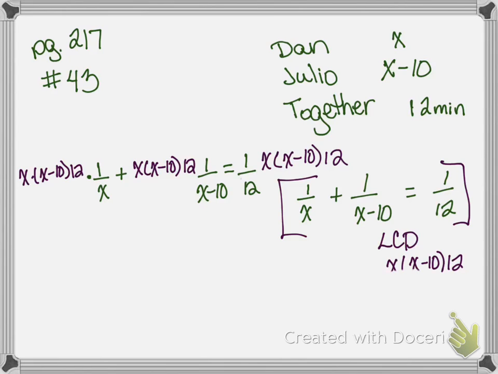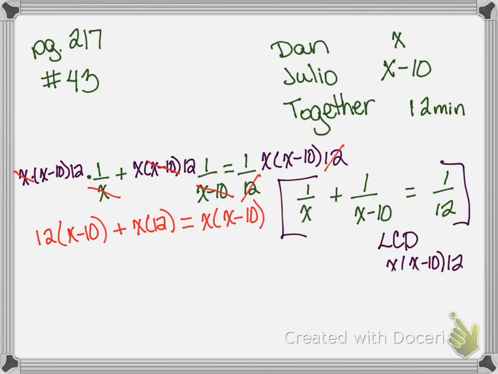Now I can simplify, and I'm going to simplify in red. Okay? So this x and this x cancel. So I am left with 12 times x minus 10. My x minus 10 and my x minus 10 cancel. So I am left with x times 12. And then here my 12s cancel. And I am left with x times x minus 10.